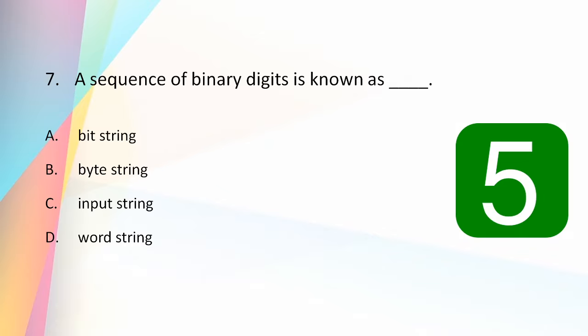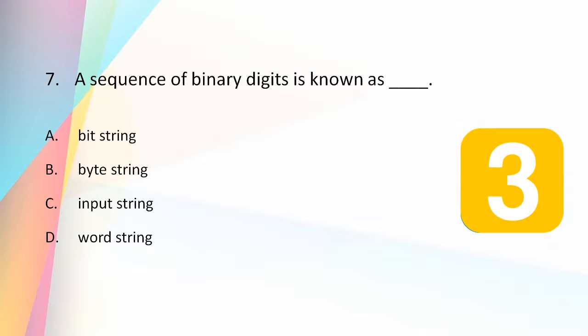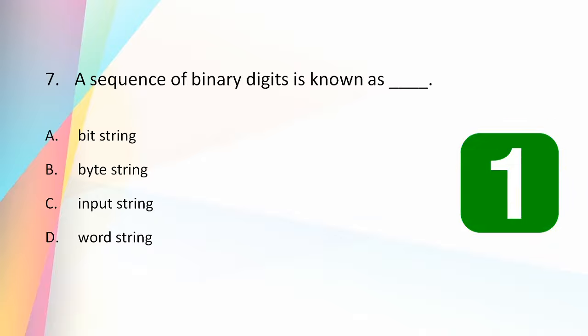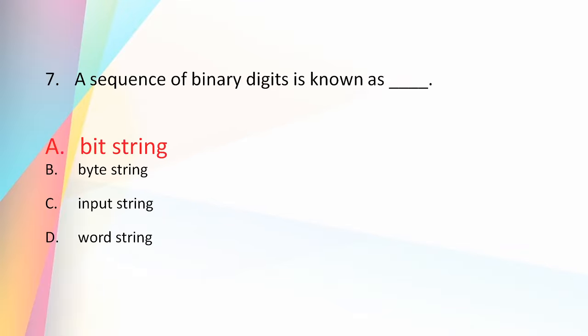A sequence of binary digits is known as bit string, byte string, input string, word string. And here you go. And the answer is bit string. So a bit string is a sequence of binary digits or bits, which obviously consists of zeros and ones, and it can be designed or set for manipulating binary data.